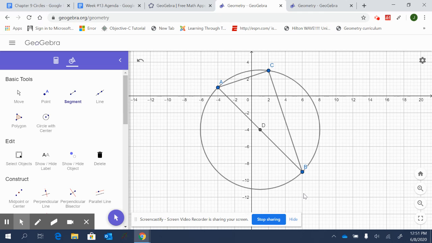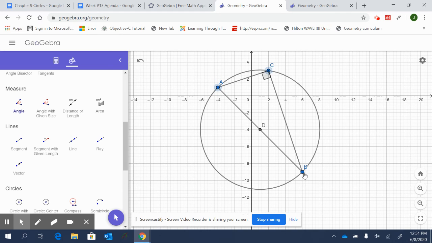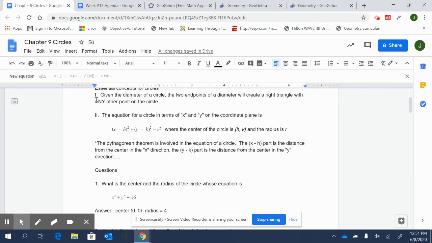We can prove that using slopes, by the way. That would be another geometry system. Or we can just verify here. We'll measure the angle. I'm sure it's going to be 90 degrees. And it is. So for this topic, that's going to be Roman numeral 1. Given the diameter of a circle, the 2 endpoints of the diameter will create a right triangle with any other point on the circle.